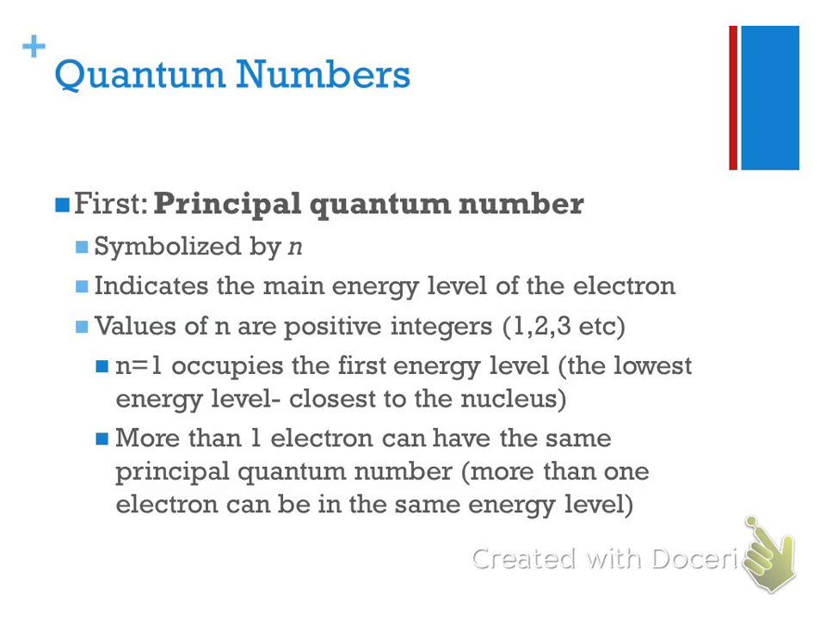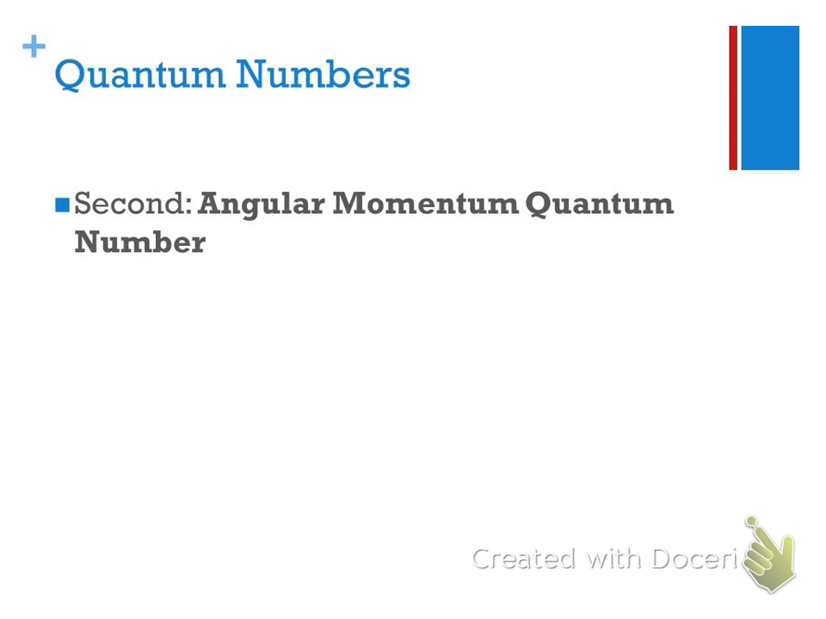All right, let's look at our second quantum number now. It's called the angular momentum quantum number. Okay, like we talked about, each quantum number has 4 parts. This is the second of the 4 parts. This quantum number is symbolized by a lowercase l. Okay, it's a lowercase l.